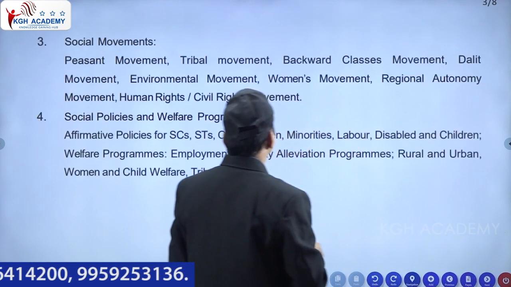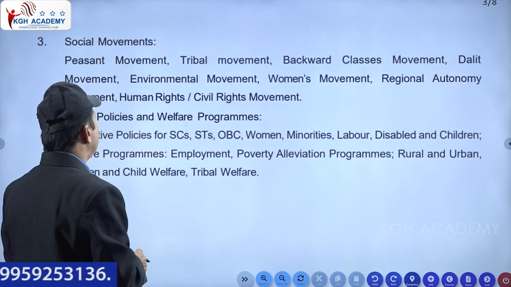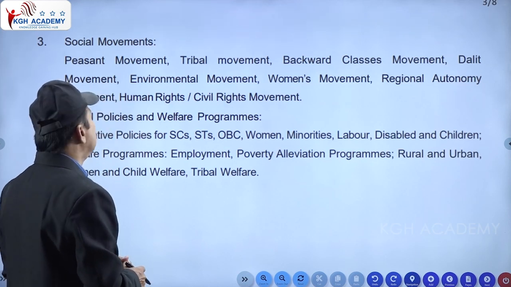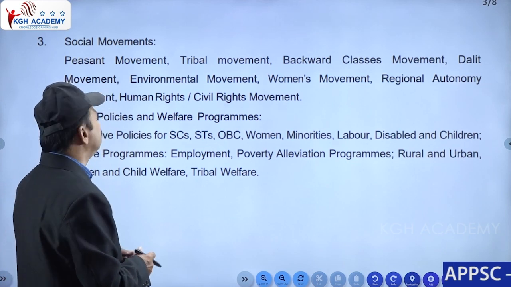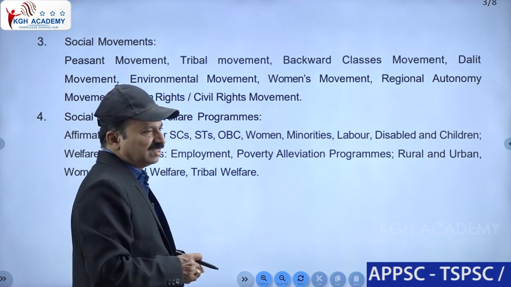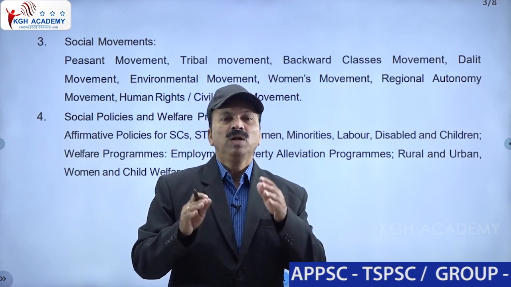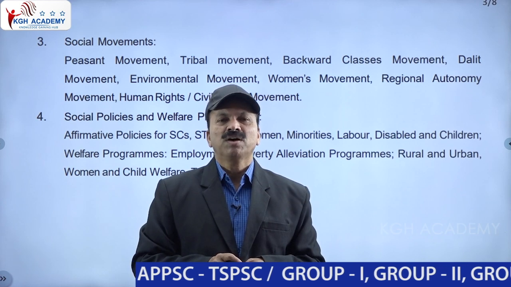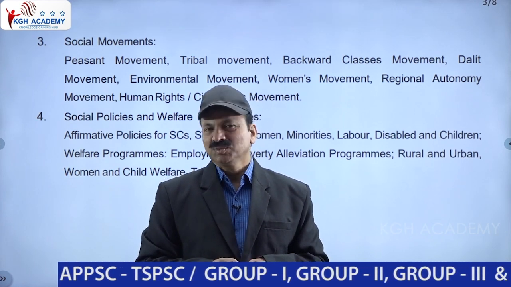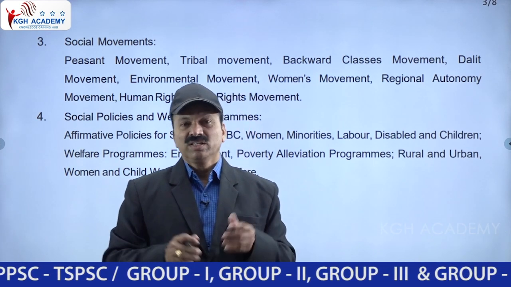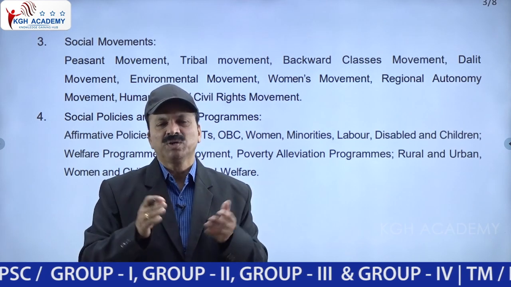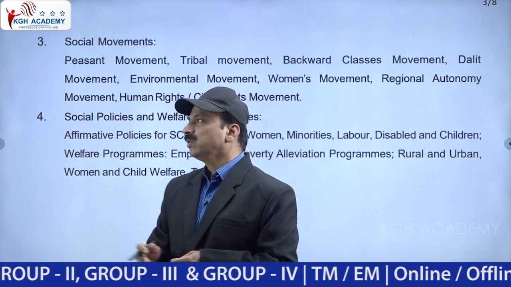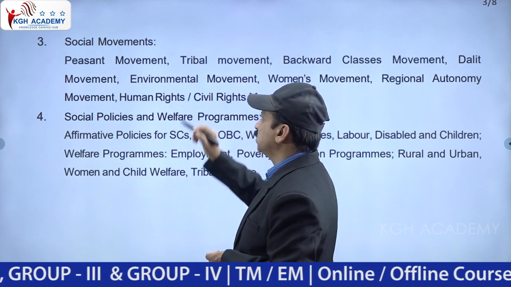Then the third chapter is social movements. Peasant movements are there, tribal movements, backward class movements, Dalit movements, environmental movements. Peasant movement means farmers. One well-known example is the Champaran Satyagraha, a peasant movement. Indigo farmers invited Mahatma Gandhi to Champaran, Bihar. Like that, we call them peasants' rights, farmers' movements, or peasant movements in social movements.